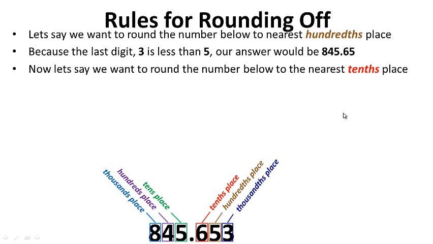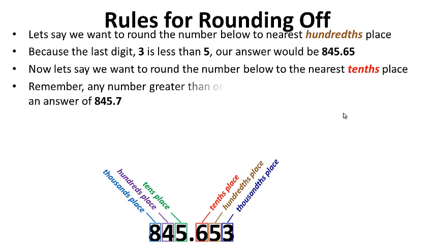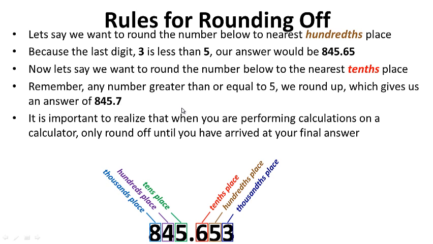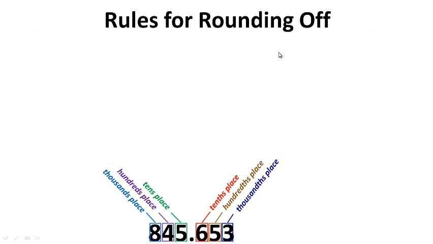Now let's say we want to round the number below to the nearest tens place. Remember, any number greater than or equal to 5, we round up. So this 5, because it's equal to 5, would make this 6 become 7, and our answer is 845.7. It is important to realize that when you are performing calculations on a calculator, only round off once you've arrived at your final answer.